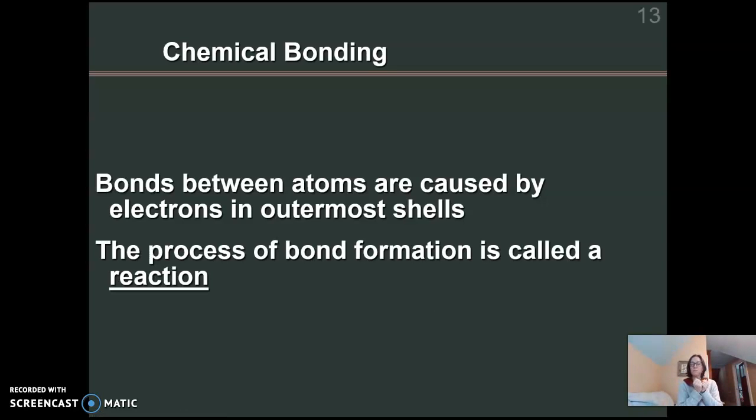So it's bonds that bring these atoms together. Bonds between atoms are actually caused by the electrons in the outermost shells. The process of bond formation is called a reaction. To get those 2 oxygens to bond together, we need a chemical reaction. To break it apart, that requires another chemical reaction.